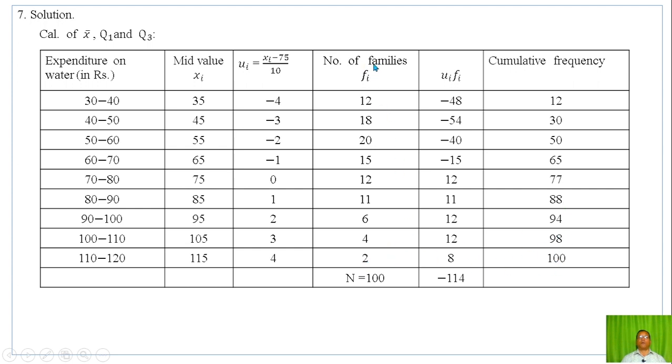The number of families, summation of fi, is N. Summation of fi ui is the sum of the positive and negative values, taking the difference with proper sign.